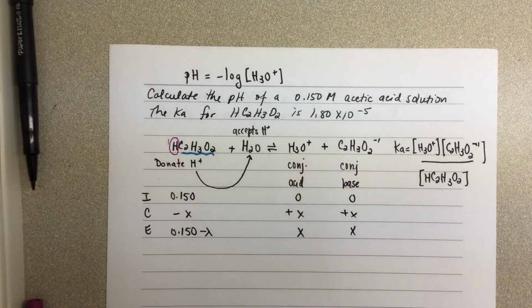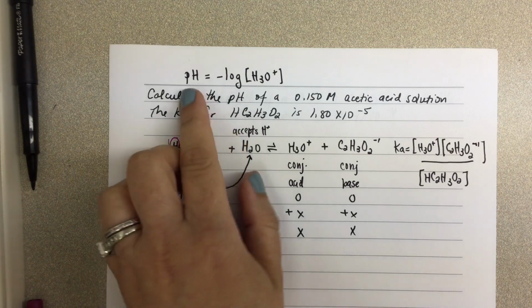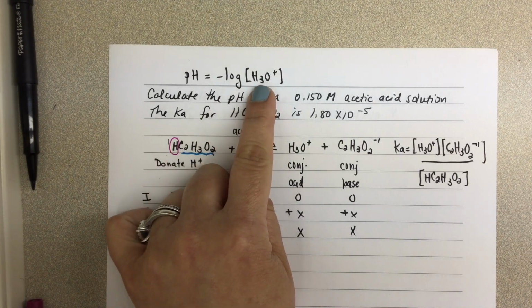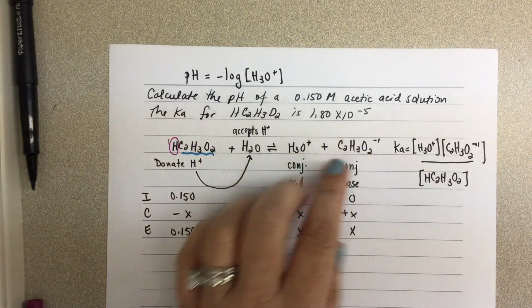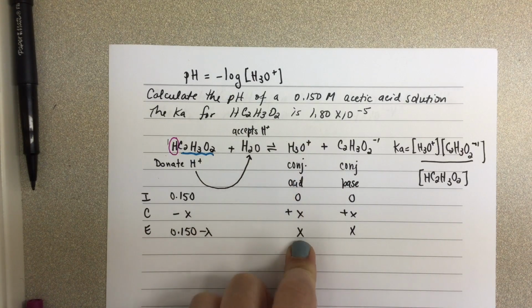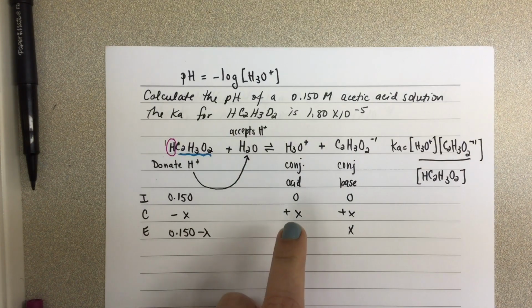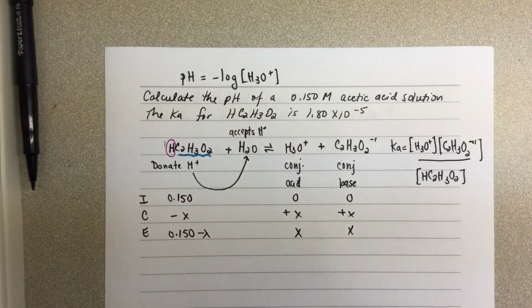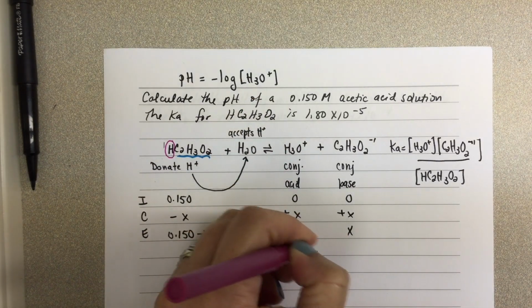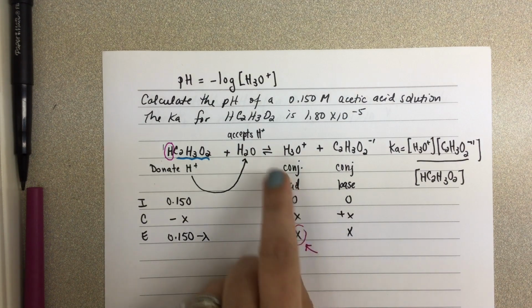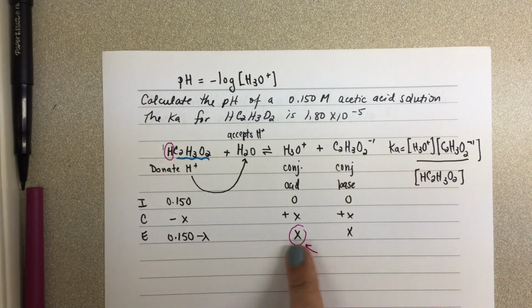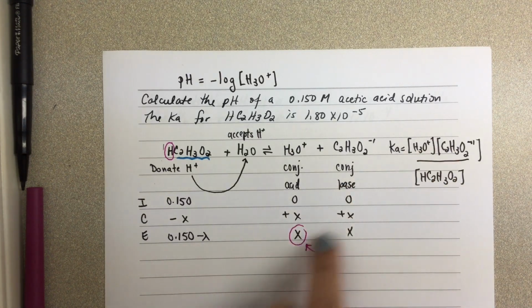Now you get to see why you need the ice table. For you to calculate pH, you need concentration of hydronium. So this is a weak acid, and for you to find concentration of hydronium, you need to find out concentration of hydronium at equilibrium. So to get that hydronium, you need to determine how much is X. So you're given the value of Ka, and this is the same problem as the previous two. You're given the value of Ka. Now you can plug in here your X's.